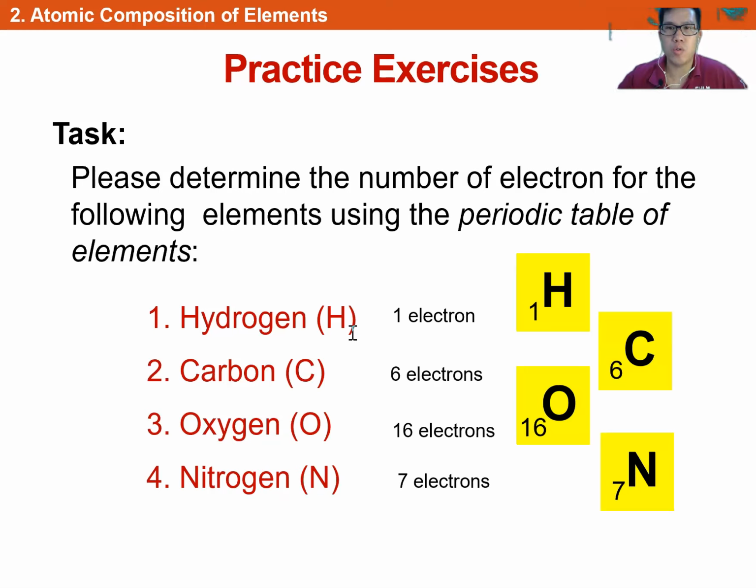Okay, so you look at this. There's an error here, sorry about that. So you look at that: one electron. There will be one electron because there's one proton. Here they have 6 protons, so they will have 6 electrons. 6 protons, 6 electrons; 8 protons, 8 electrons; 7 protons, 7 electrons.